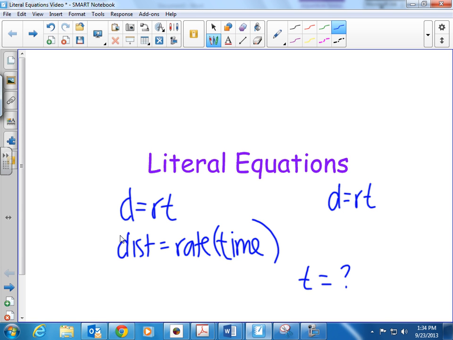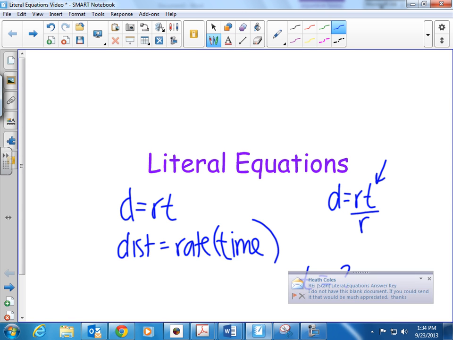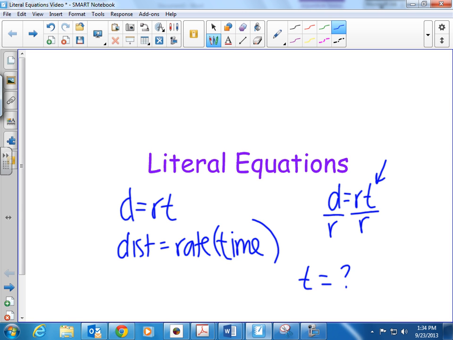Well, how do I do that? How do I get T alone? You follow all the same steps that we've learned the last couple weeks to do that. So I see that r is being multiplied by t. To undo that, I need to divide each side by r. So I get my r's to cancel, and I see that t equals distance divided by rate. T equals d divided by r.